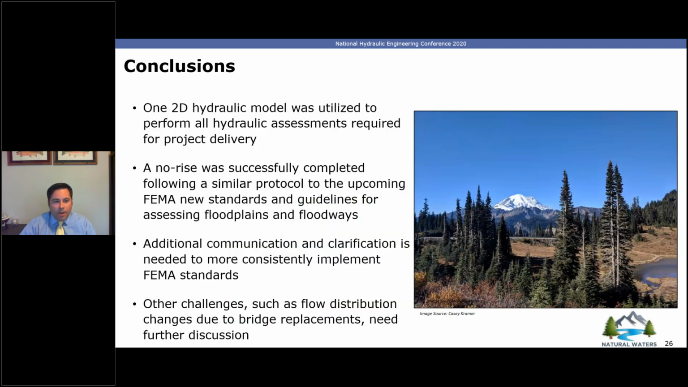Okay. Well, with that, in conclusion, I hope what everyone takes away from this, if there's anything, is a little bit more clarity on a no-rise assessment. I point everyone to the new methods and procedures being provided by Federal Highways and FEMA. But ultimately, one great thing that should be an eye opener to a lot of DOTs, because it's going to save money and affect project delivery in a positive way, is the use of one hydraulic model.